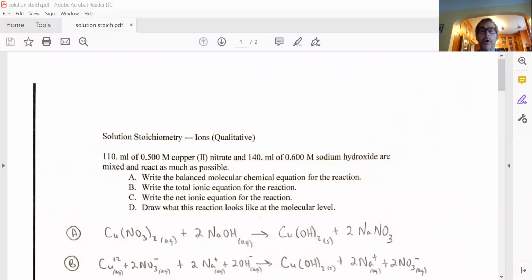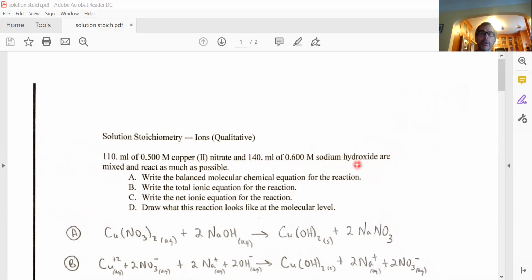In this video, we have solution stoichiometry about ions, and we're just going to look at this qualitatively. So I'm going to take this problem right here, and we're going to solve that quantitatively later. But right now, we just want to write our balanced molecular equation, a total ionic equation, a net ionic equation, and then take a look at a microscopic level of what that looks like at the molecular or ionic level. So we have copper nitrate, let's not worry about the amounts, and sodium hydroxide.